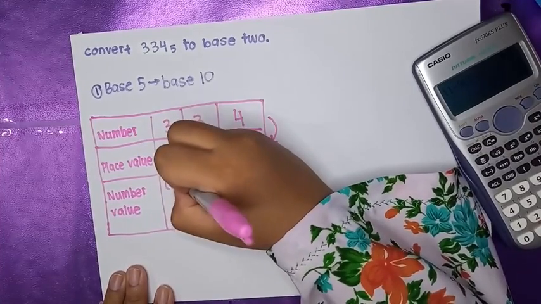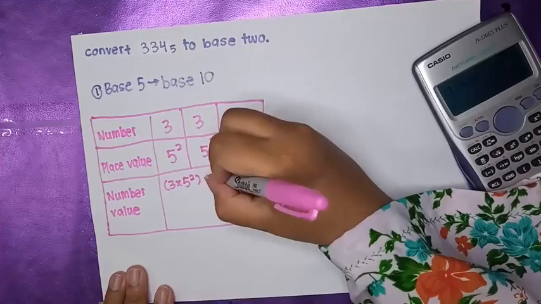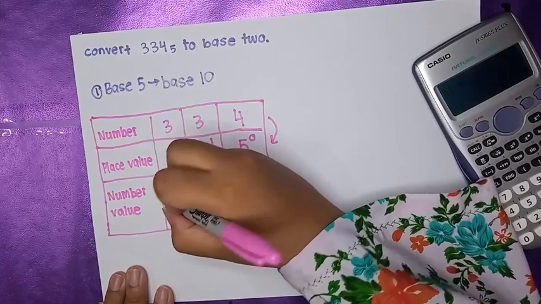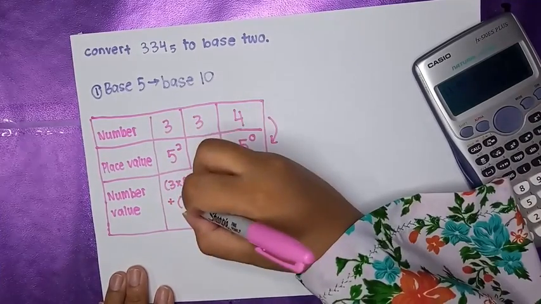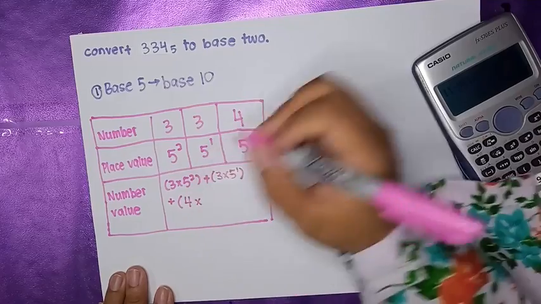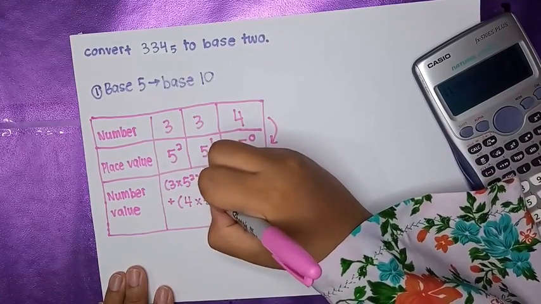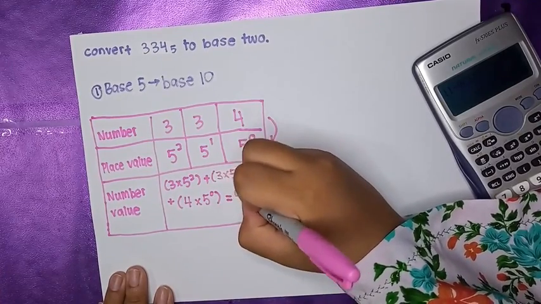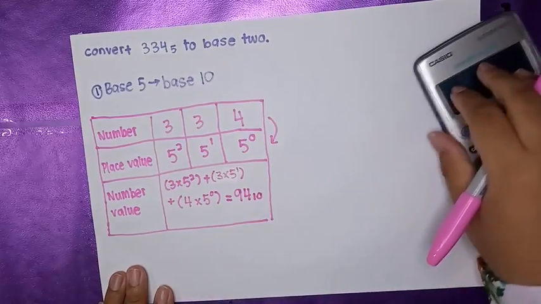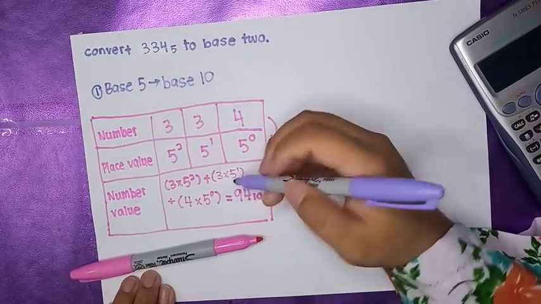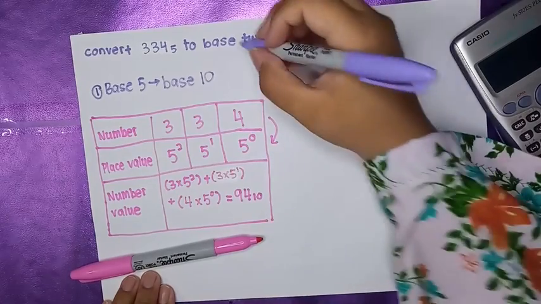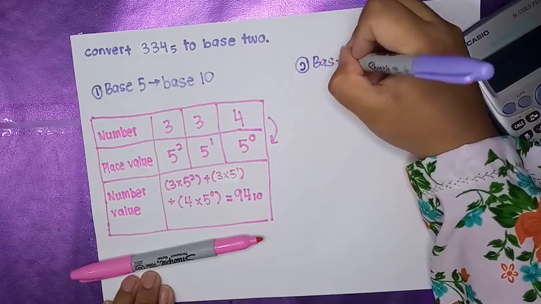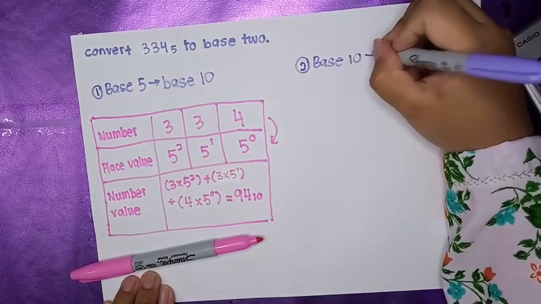3 times 5 power of 2 plus 3 times 5 power of 1 plus 4 times 5 power of 0, and then we get 94 base 10. Okay, for the second step, we convert this base 10 into base 2.